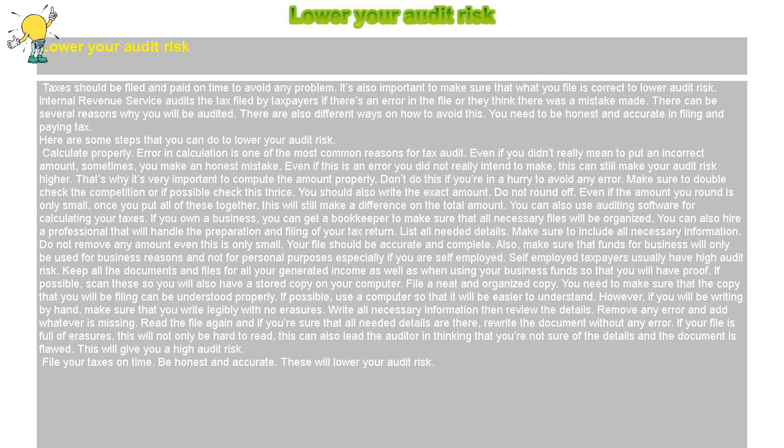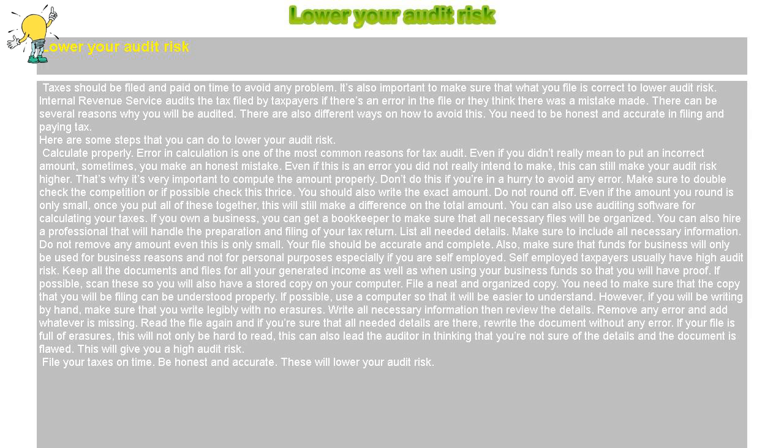You can also use auditing software for calculating your taxes. If you own a business, you can get a bookkeeper to make sure that all necessary files will be organized. You can also hire a professional that will handle the preparation and filing of your tax return.